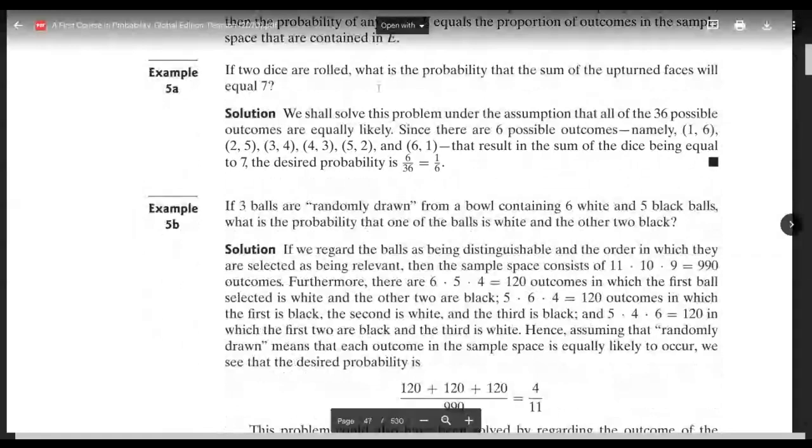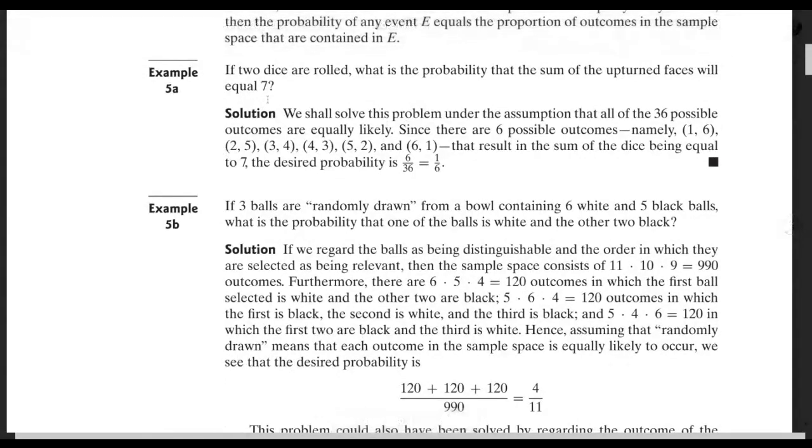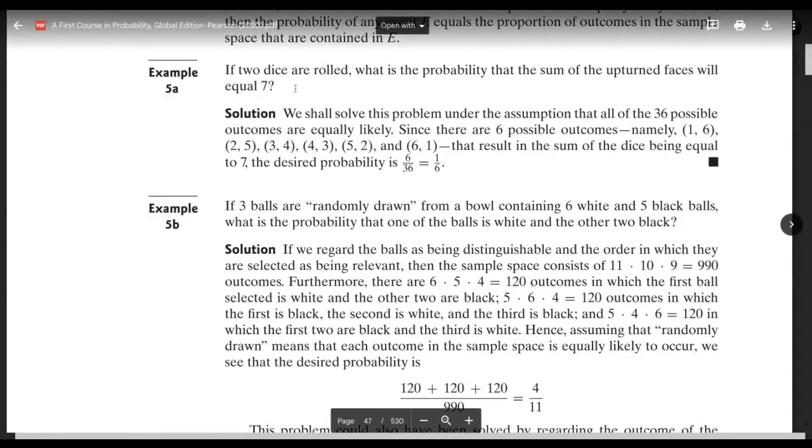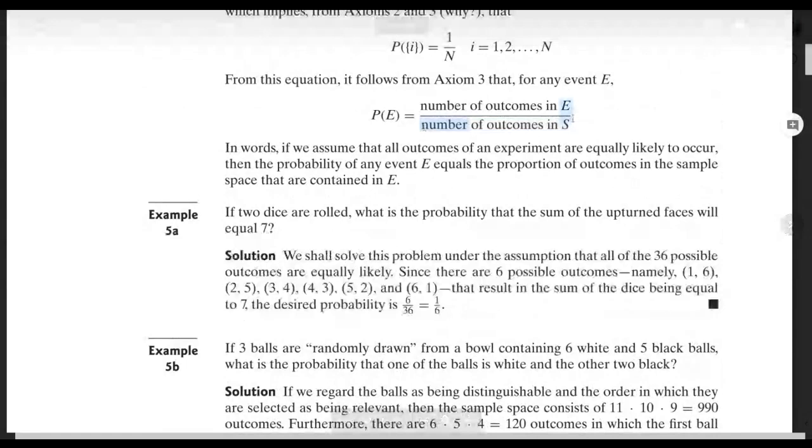If 2 dice are rolled, what is the probability that the sum of the upturned faces will equal 7? Right? We're tossing 2 dice at the same time, and we consider when the 2 numbers add up to 7. Well, we can make a list. Totally, since each die has 6 possible outcomes, 6 times 6, we have 36 possible outcomes. So the sample space has 36 members, and in the denominator we have 36.